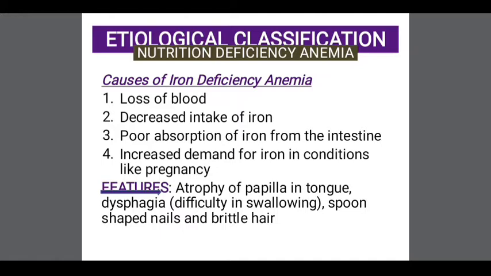Now what do we see in somebody that has iron deficiency anemia? Number one we see is atrophy of the papilla in the tongue. Number two, we also see dysphagia. Dysphagia is difficulty in swallowing. Another one we see is spoon-shaped nails and brittle hair. These are the features we see in people that have iron deficiency anemia.